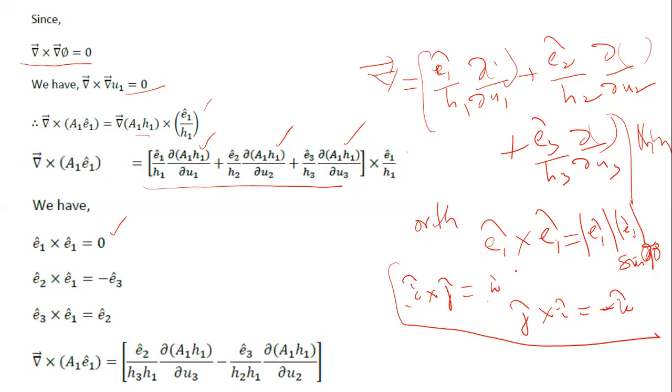So if you follow that, E2 cross E1 cap will be minus of E3 cap. E3 cross E1 cap will be E2 cap. So here, this first term E1 cross E1 is 0. E2 cross E1 is minus of E3. E3 cross E1 is plus of E2. So this is what you're going to get out of this, right?